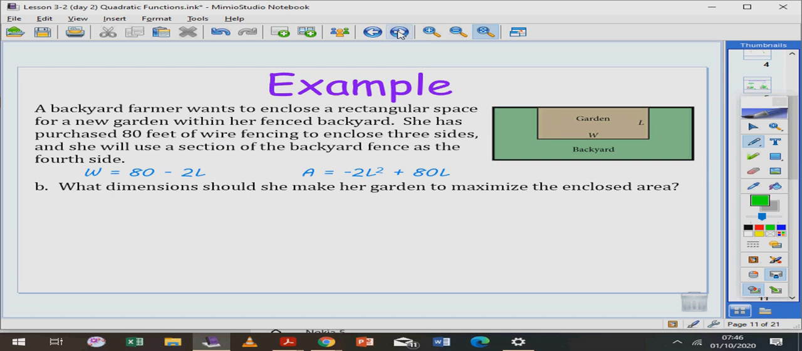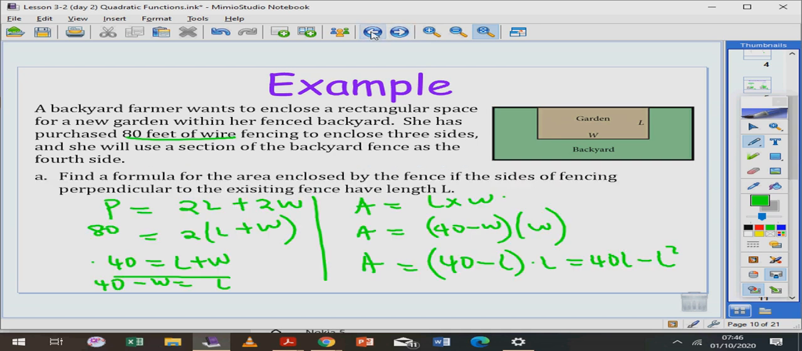Wait. Oh yeah, my mistake here was to forget that this person is only fencing 3 sides. She's only fencing 3 sides. So only this side and this side, which is a different color, this side, and then this side. So it's 2L plus width, not 2L plus 2 width. Apologies.